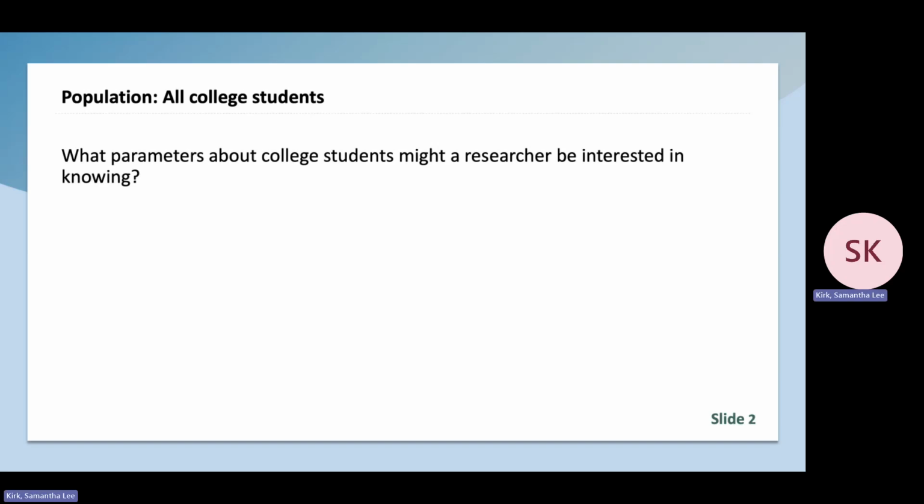So let's say you're interested in the population of all college students. What parameters about college students might a researcher be interested in knowing? Remember that a parameter is a piece of data or a number that describes all college students. For example, a researcher might be interested in knowing the average amount of money spent on books each semester. They may be interested in the average amount of money spent on clothes or takeout food.